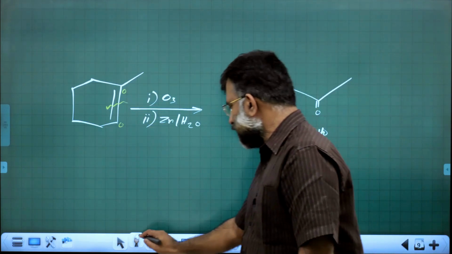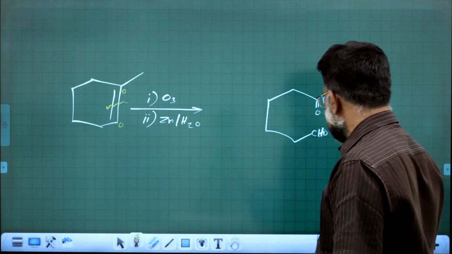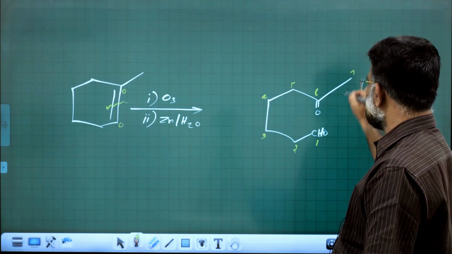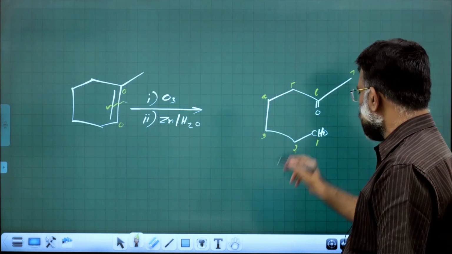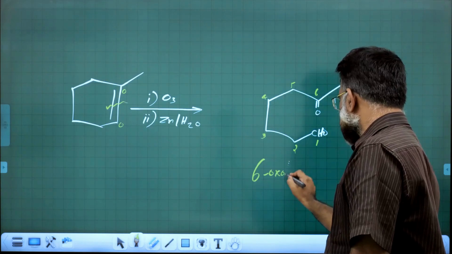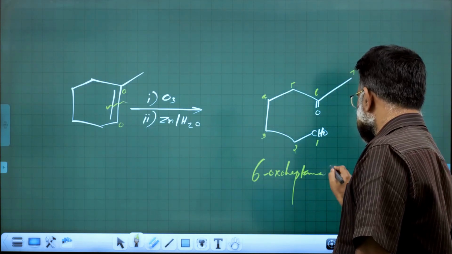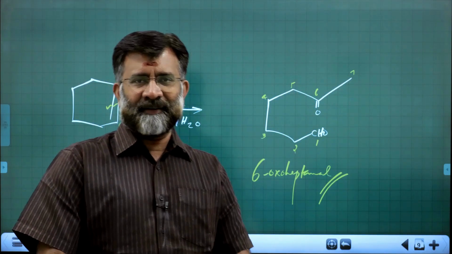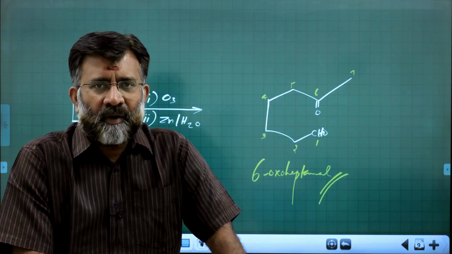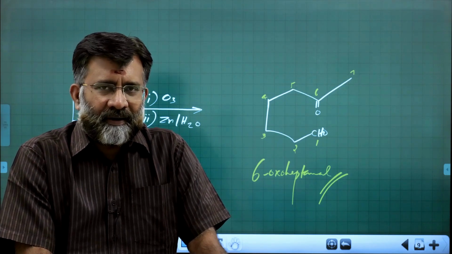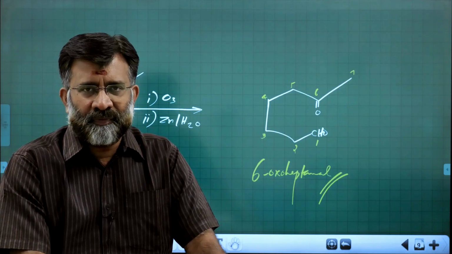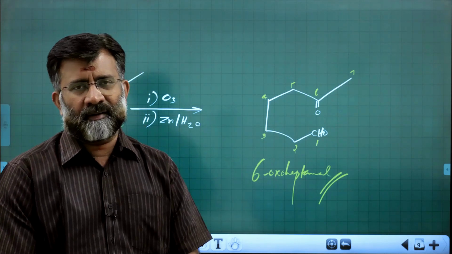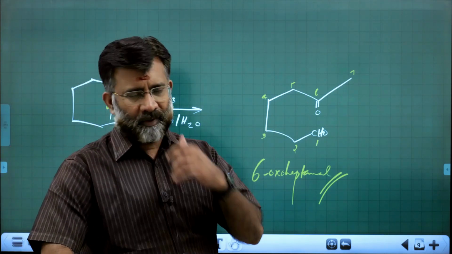And what is the name of the molecule? 1, 2, 3, 4, 5, 6, 7. It is 6-oxoheptanal. That is the product formed. Isn't it? So similarly, practice more on this content, different kinds of cyclic and open chain molecules of alkenes and alkynes taken for identifying the ozonolysis product, very important competitively as well as from the board exam point of view.